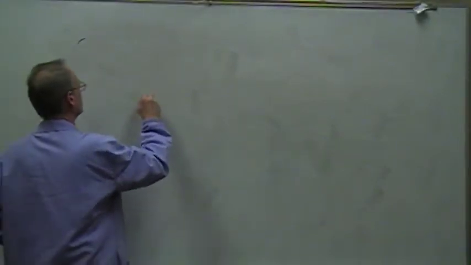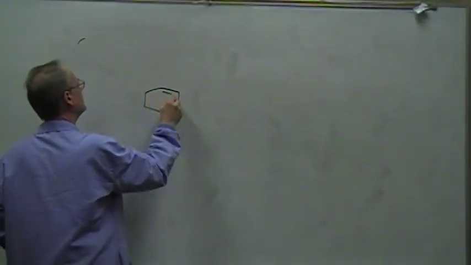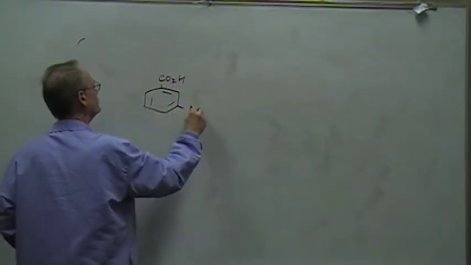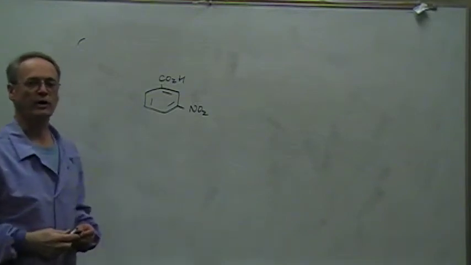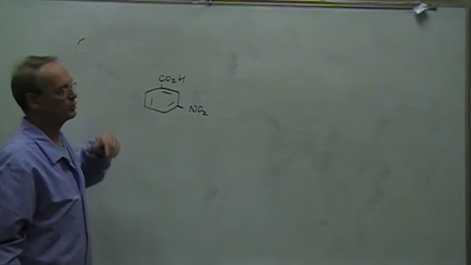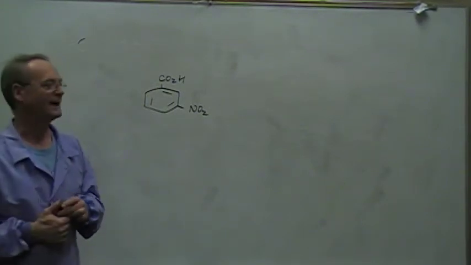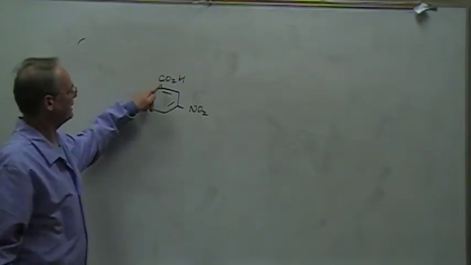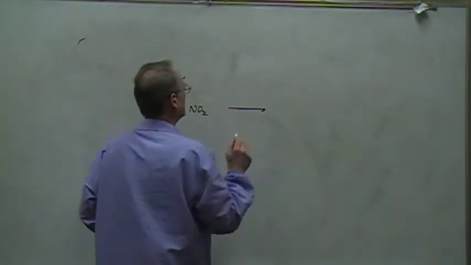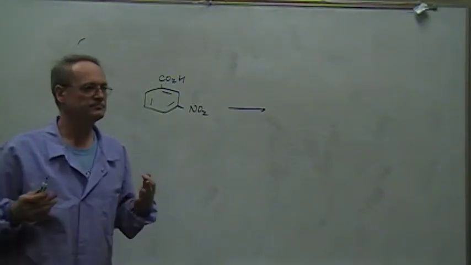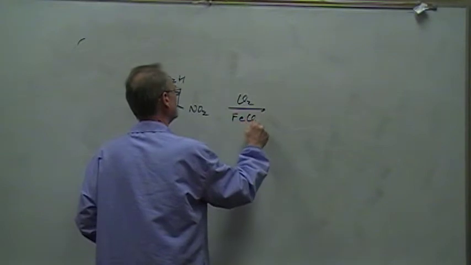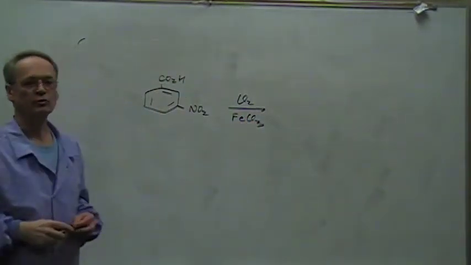How about if we started with a group that had 2 meta-directors already on the benzene ring. Could be 2 nitro groups, could be 2 cyanide groups, could be 2 carboxylic acids, or some combination of any of these meta-directors, and I happen to have a carboxylic acid and a nitro group here. And let's say we wanted to do an electrophilic substitution, like let's say chlorination. So Cl2, FeCl3. Where will the new group go?